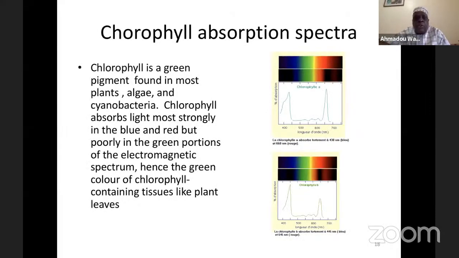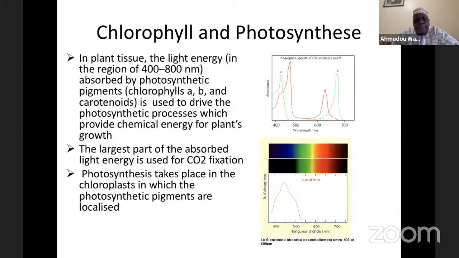This is the chlorophyll absorption spectrum. And chlorophyll is a green pigment, as you know, which is found in almost all plants, algae, and cyanobacteria. It absorbs light most strongly in the blue and red regions, but poorly in the green portion of the electromagnetic spectrum. Hence the green color of chlorophyll-containing tissue like plants. This is the chlorophyll of photosynthesis.